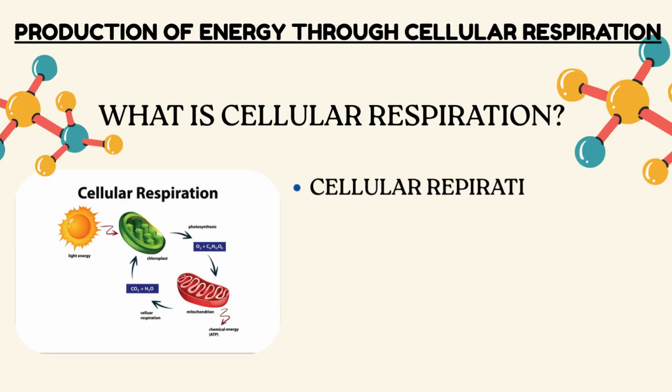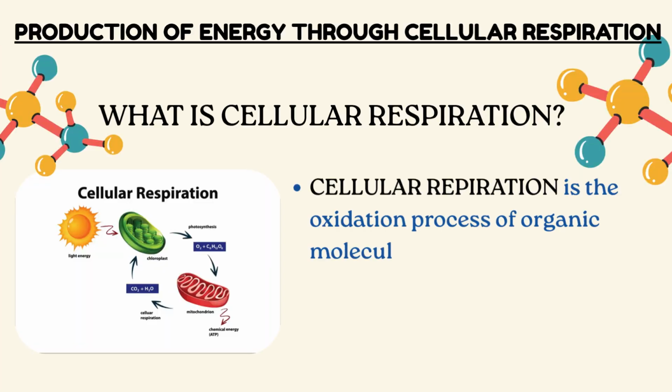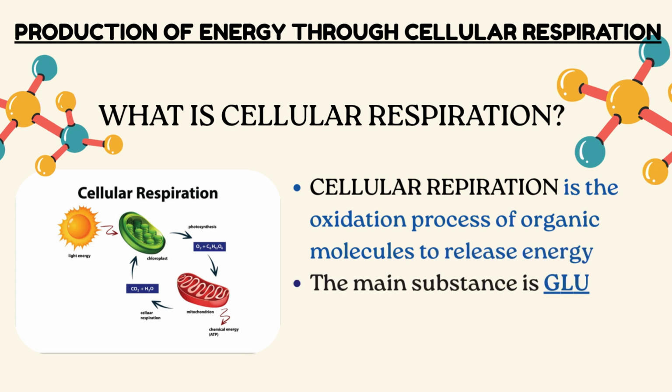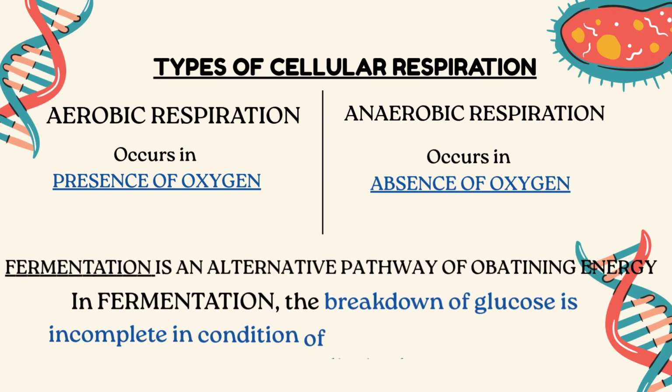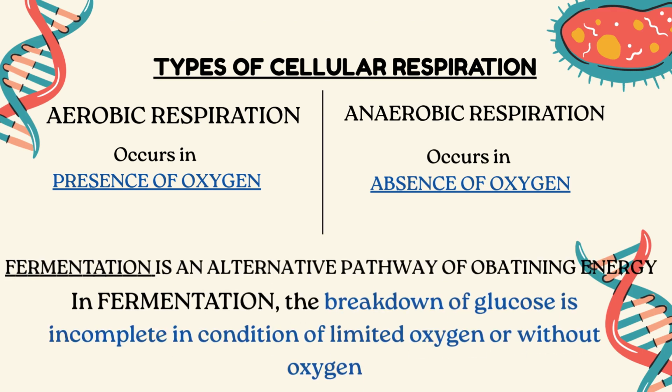What is the meaning of cellular respiration? Cellular respiration is the oxidation process of organic molecules to release energy. The main substance is glucose. There are two types of cellular respiration. First is aerobic respiration. Aerobic respiration occurs in the presence of oxygen. Second is anaerobic respiration. Anaerobic respiration occurs in the absence of oxygen.